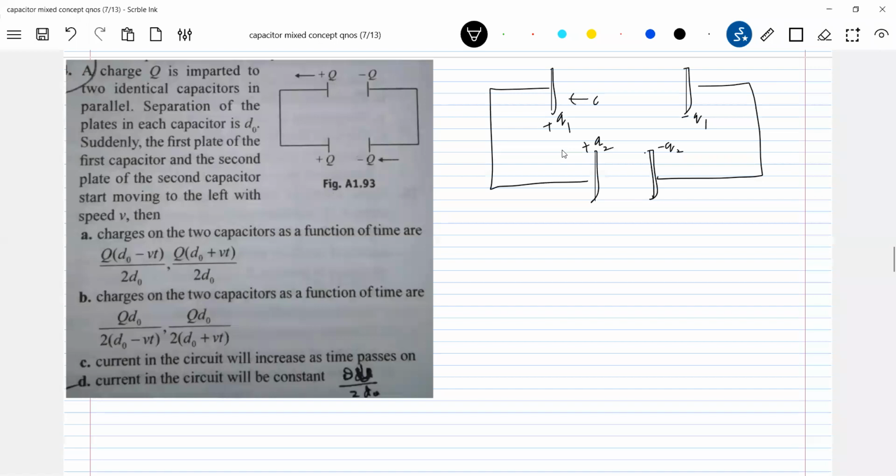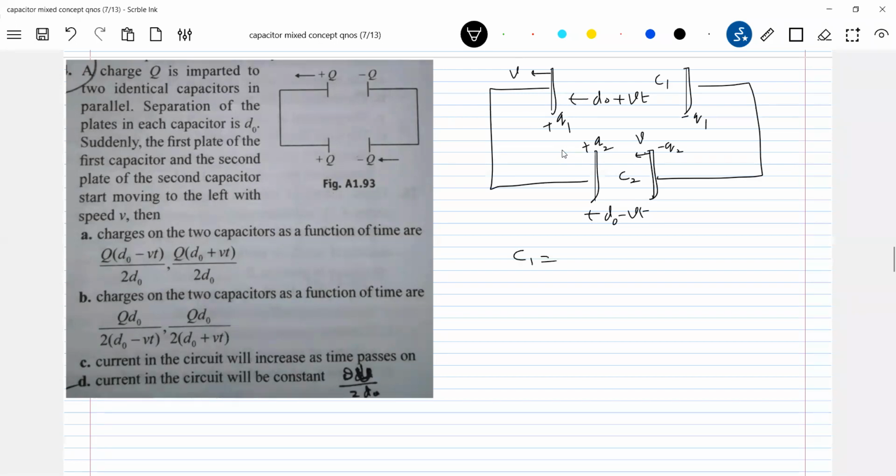The separation here is D naught plus Vt, because this plate is moved with a constant speed, and this one is also moved with a constant speed. So the separation will be D naught minus Vt. The distance of the lower plate will decrease, that of the upper plate will increase. So the capacitances, let them be C1 and C2 here.